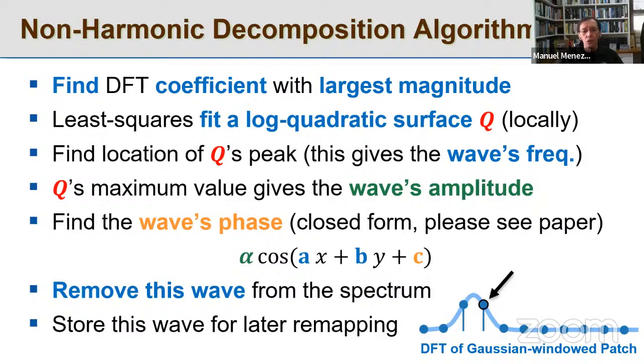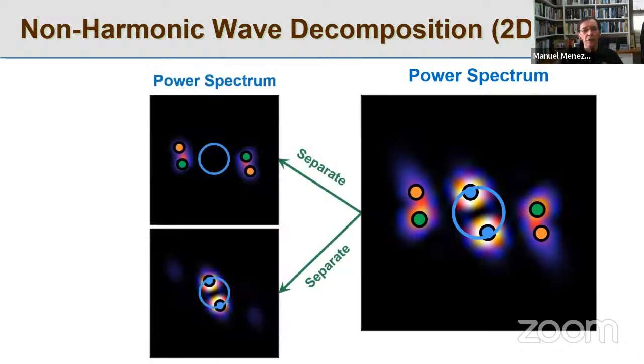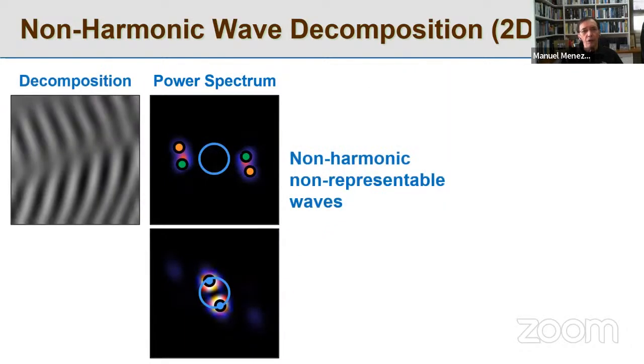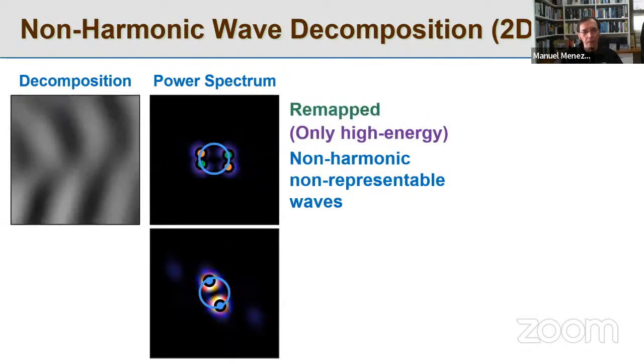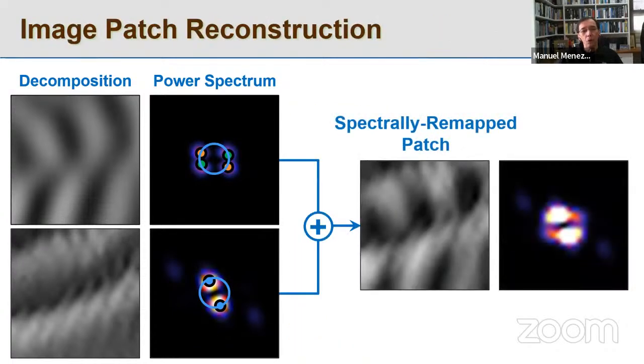Okay, so let me give you a 2D example to illustrate this. For instance, if we consider this particular patch that I'm showing here on the left, then this algorithm would identify three non-harmonic waves. And for those, two pairs would be outside the spectral circle, and therefore we'll treat them separately. For these non-harmonic, non-representable waves, we are interested in moving them inside the circle. For the non-harmonic but representable waves plus the residual, we don't have to do anything. We just keep them. But again, as you already know, we'll be recombining both in order to obtain a new spectrum.